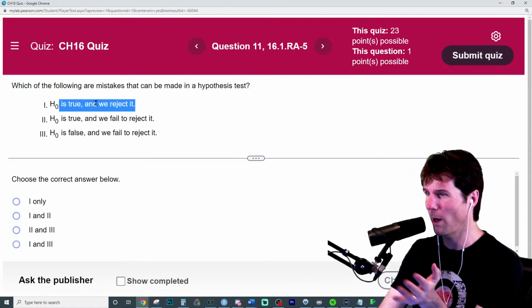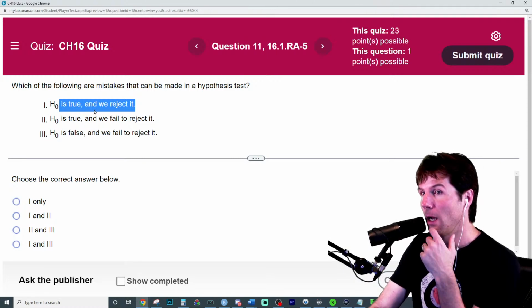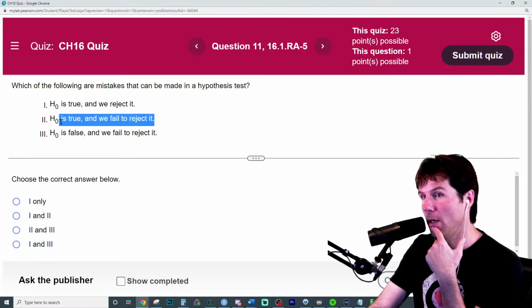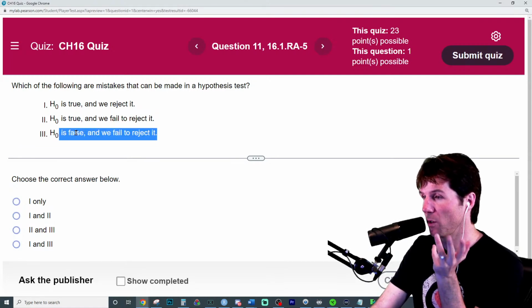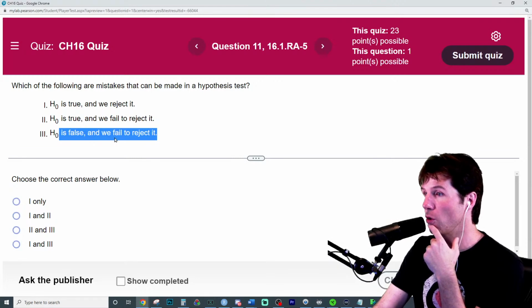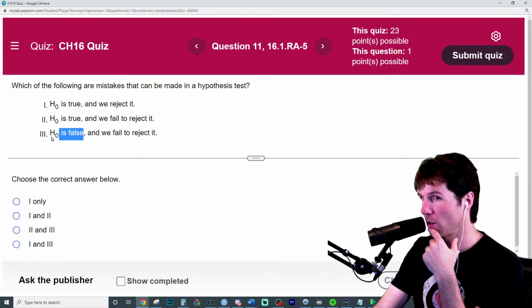That's an error. The null is true. Why would you reject that? You've made an error. If the null is true, you don't reject it. That's the correct statement. And then it is false and we fail to reject it, perfectly describing a type 2 error, because if it's false, you should reject it. If the null is false, you should reject it.